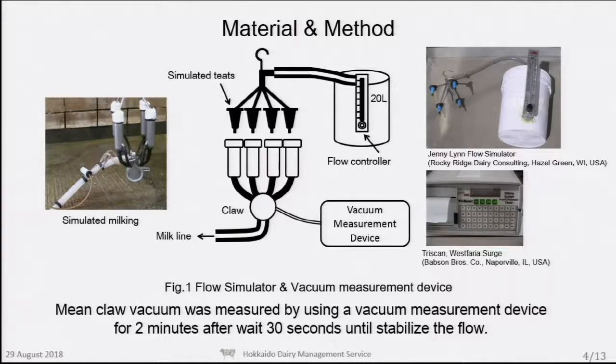Material and method. We used a flow simulator like this picture and milked using a bucket with flow meter and 4 simulated teats. Flow simulator, simulated milking, vacuum measurement devices. We adjust at 30 seconds after starting simulated milking. Mean claw vacuum was measured at 2 minutes, after waiting 30 seconds until the flow stabilizes.